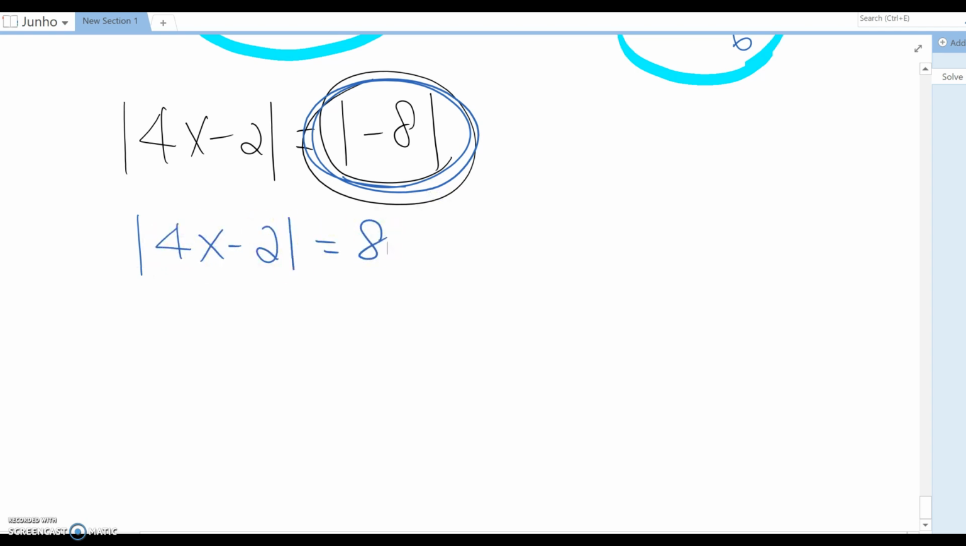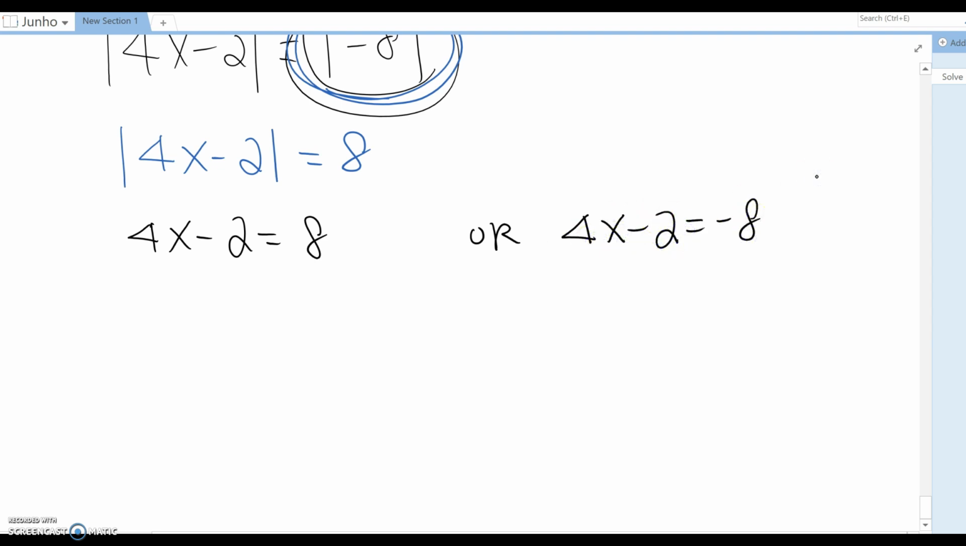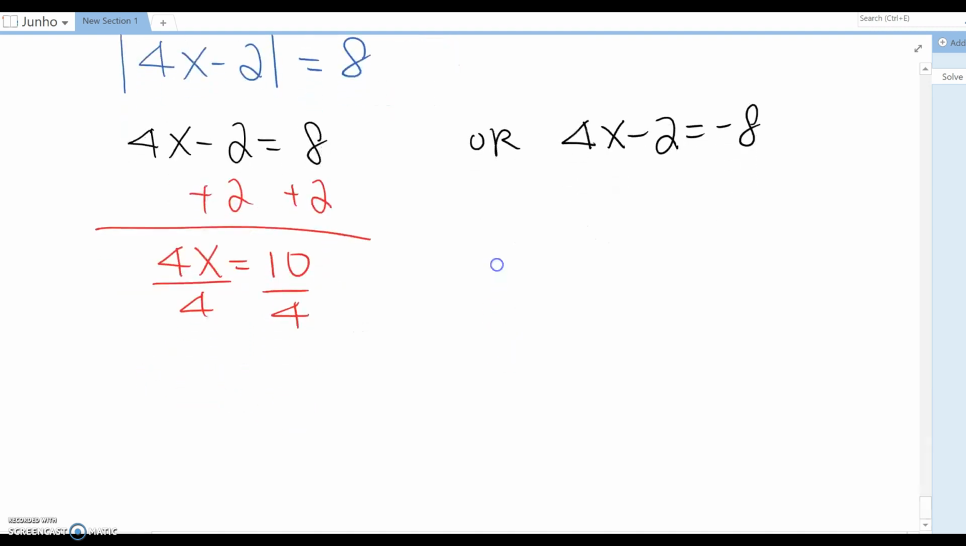From here, we just set up the absolute value equation. So 4x minus 2 equals 8, or 4x minus 2 equals negative 8. Combine 2 on both sides. Then 4x equals 10, divided by 4. Then x equals 10/4, which means 5/2.